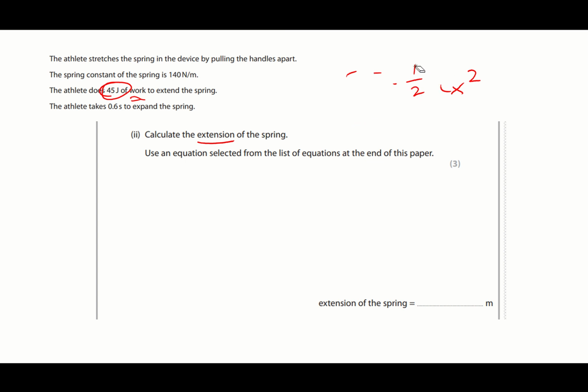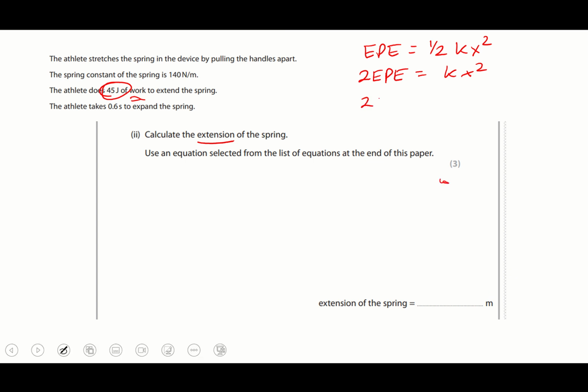I'll tidy that up. Sorry, guys. So EPE equals half kx squared, and you get that in your formula sheet. And we've just said, well, first job, times both sides by 2 to get rid of the half. So 2 EPE equals kx squared. I want to get x on its own. So divide both sides by k. So 2 EPE over k equals x squared.